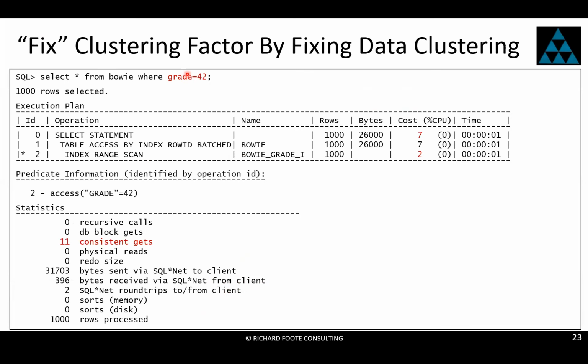So now when I run my query again using the grade column, hey presto, much more efficient. I'm not doing thousands and tens of thousands of consistent gets. I'm using my index really efficiently, because all the data that it needs to fetch out of the table is grouped in a very, very small number of blocks, because my data is now clustered so well.